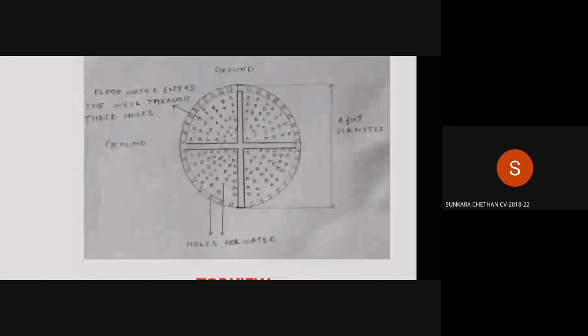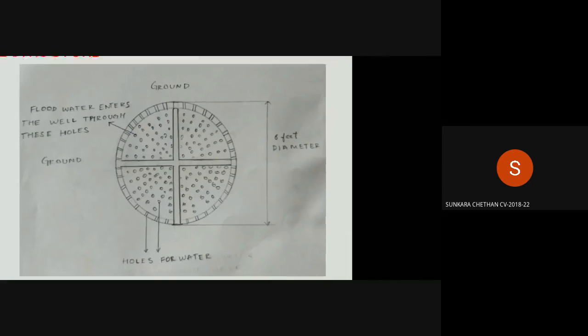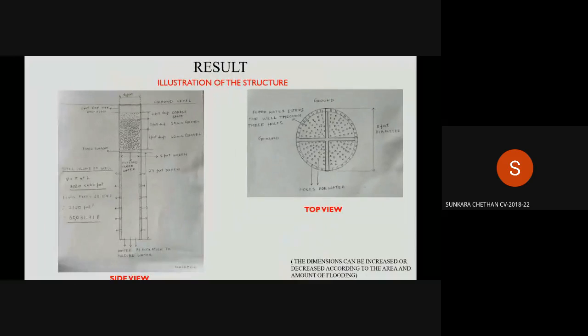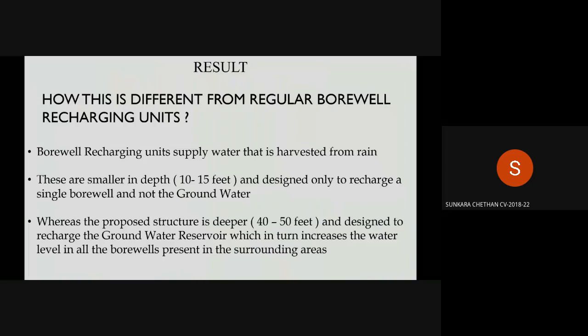How is our concept different from regular borewell recharging units? The regular borewell recharging units supply water to a single borewell from water that is harvested from rain, whereas our proposed structure is deeper and recharges the groundwater reservoir from floodwater, which in turn increases the water level in all the borewells in surrounding areas.